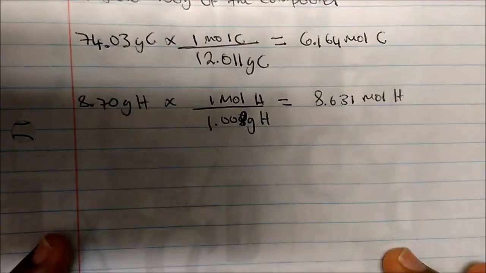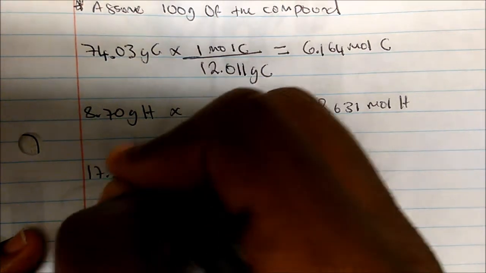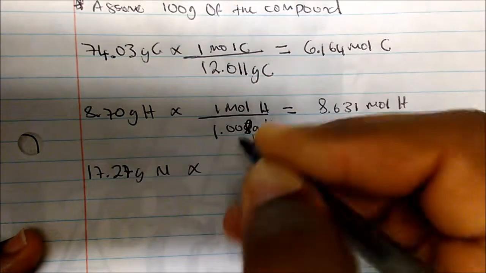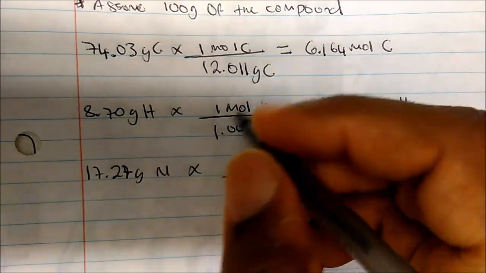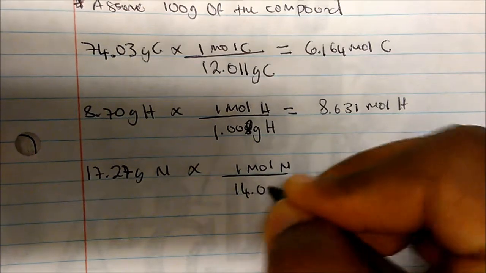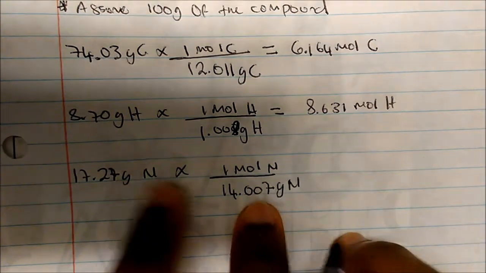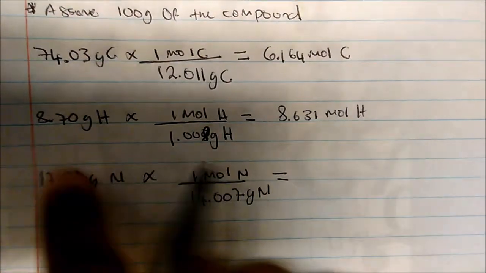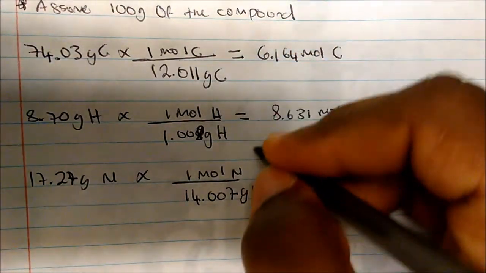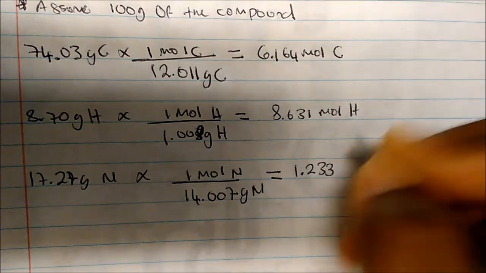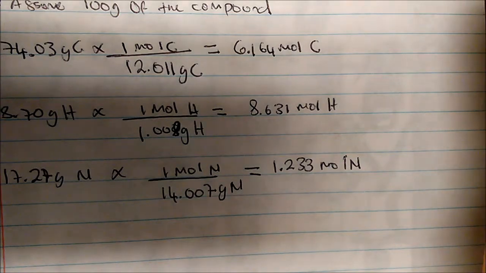I'm going to do the same thing for nitrogen. So we have 17.27 grams of nitrogen. From the periodic table, we know that for every 1 mole of nitrogen, we get approximately 14.007 grams of nitrogen. Notice again, grams and grams cancel out, and they only give me moles. When I divide these two numbers, I should get approximately 1.233 moles of nitrogen. So this is a process.